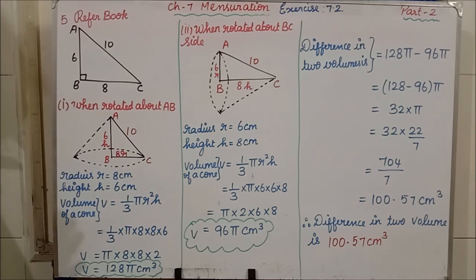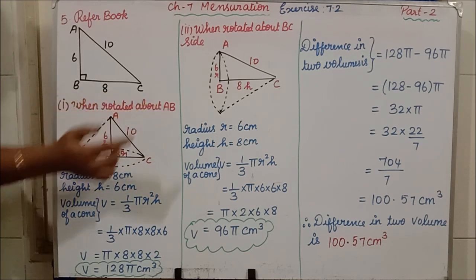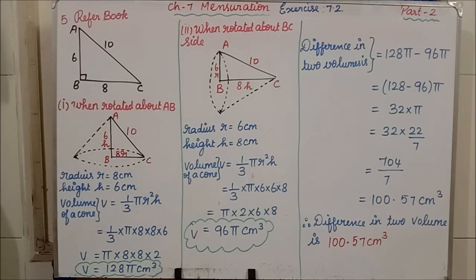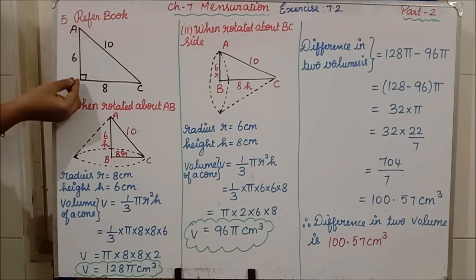I think now you all understood the question, isn't it? Now we'll move to the solution. See, first I am going to rotate about AB. Rotate about AB means what? This AB, I am going to rotate to this side.